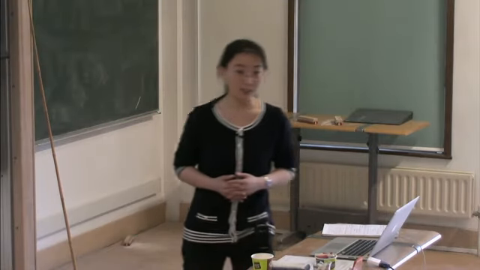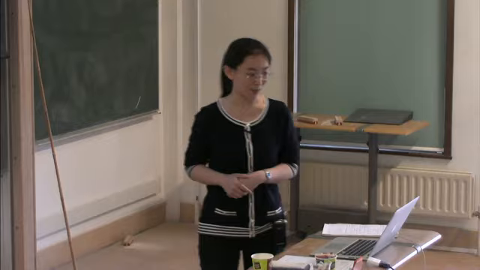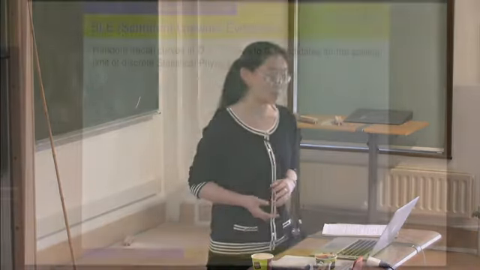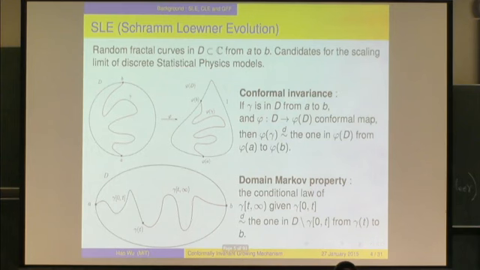Okay, we start with the introduction to SLE curve. You have already seen SLE in the last 2 weeks' lectures, but here I will recall it briefly. So SLE curve is a random fractal curve in a simply connected domain from one boundary point to another boundary point. It is introduced by Oded Schramm as the candidate for the scaling limit of discrete models. So it is a random curve satisfying these two properties.